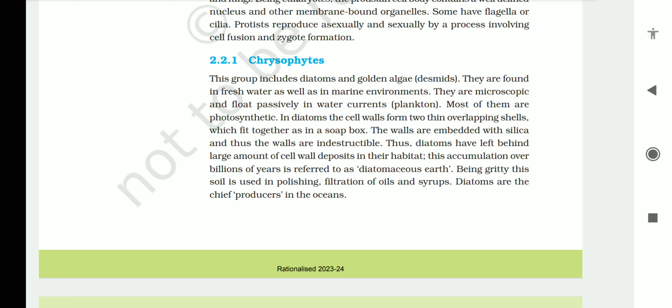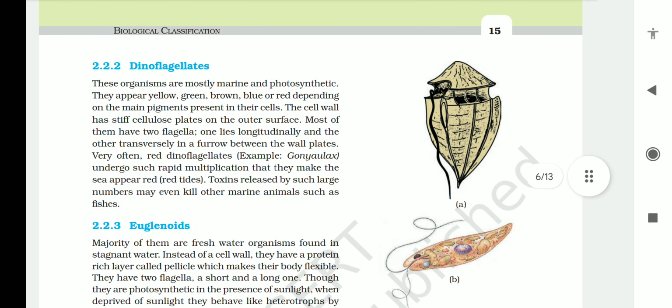In diatoms, the cell walls form two thin overlapping shells which fit together as in a soap box. The walls are embedded with silica and thus the walls are indestructible. Thus, diatoms have left behind large amounts of cell wall deposits in their habitat. This accumulation over billions of years is referred to as diatomaceous earth. Being gritty, the soil is used in polishing, filtration of oils and syrups. Diatoms are the chief producers in the oceans.